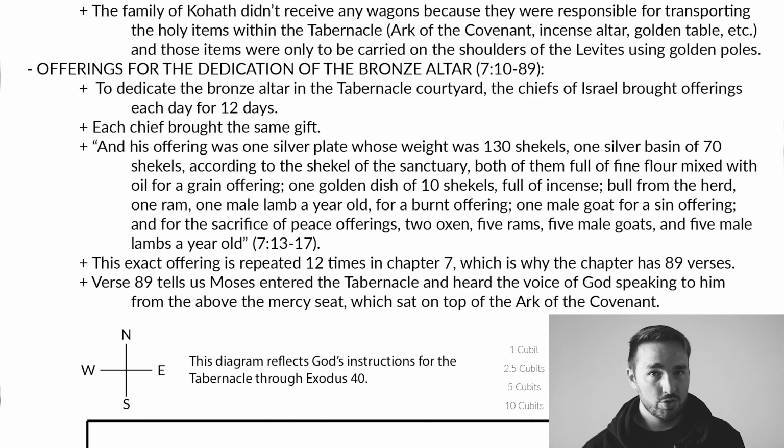And you may have noticed that this chapter has 89 verses, and yet our outline is somewhat condensed, and the reason for that is because this exact offering was brought by every one of the 12 chiefs, and this exact same piece of text is repeated 12 times in chapter 7, which is why the chapter has 89 verses. But just know, this same offering that we just read was offered 12 times by a chief of each of the tribes of Israel.